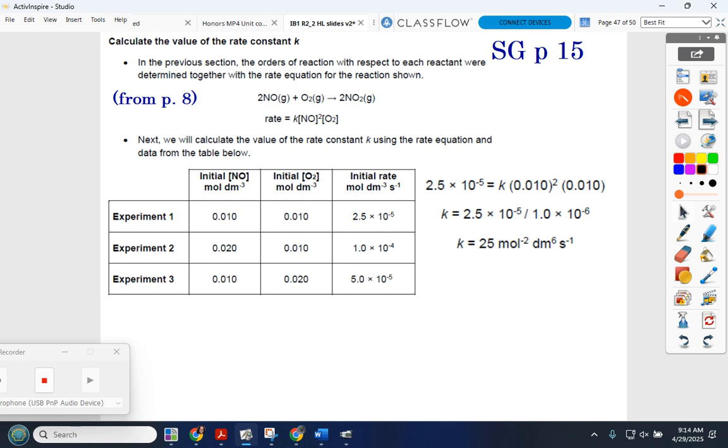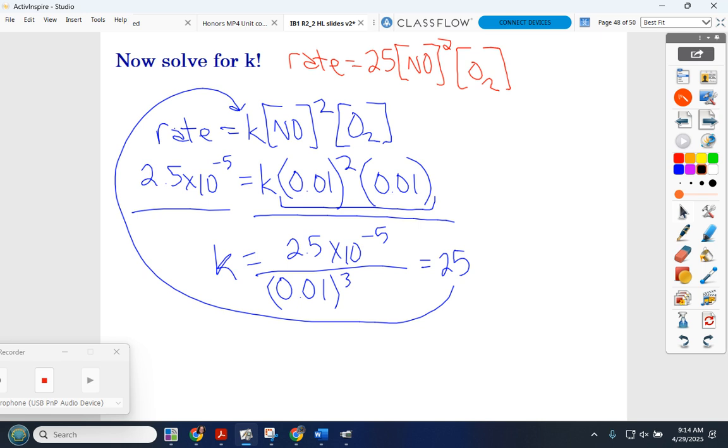What was tricky when we did this was that the units were a little bit tricky, and the units are going to depend on the order of the reaction, because that's going to determine how many moles per decimeter cubed you have in the numerator and the denominator when you solve for K. All right, so just to remind you, these were the slides from back then.